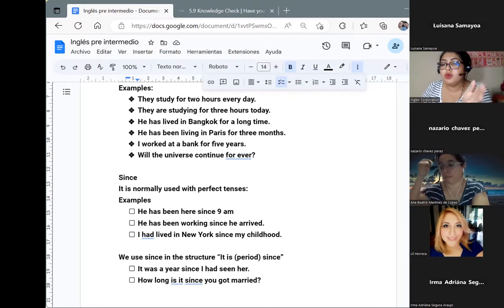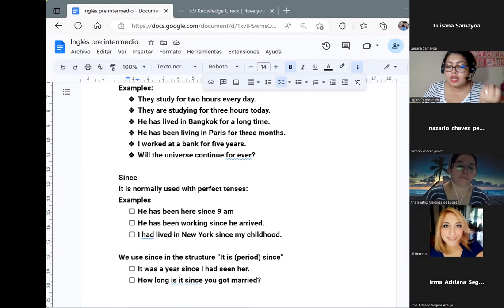Ya vimos que el for se va a utilizar por periodos de tiempo de un principio y un final. Y el since con puntos específicos en el tiempo, desde cuándo hasta el presente. Entonces aquí tenemos algunos ejemplos de cómo se aplican el for y el since en conversaciones, en situaciones diarias, en las cuales nosotros podemos utilizar estas preguntas. También veíamos que el for se utiliza con todos los tiempos, y el since más que todo con los perfectos.